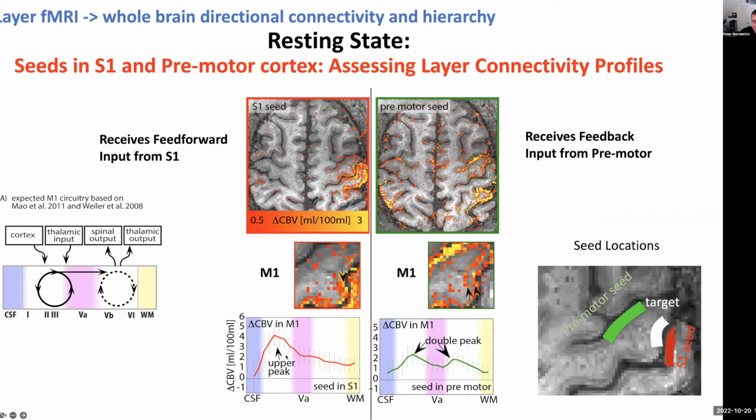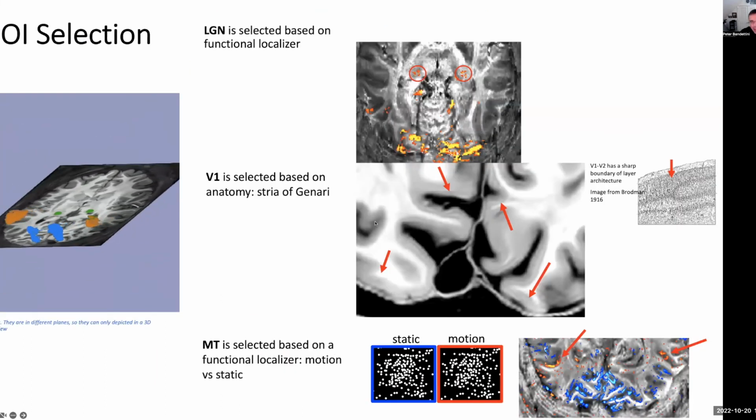So I have to remind you that this is the same region of interest. This is the same layer that we're looking at. We're just taking different seeds and then seeing the correlation with different seeds. So that's kind of exciting. That's an example of layer fMRI.